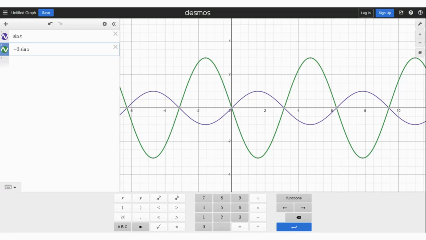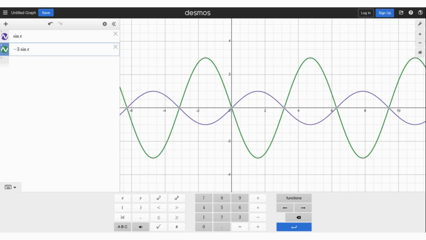How do you say it? You say it in a fancy way. GeoGebra. You put more emphasis on the Gebra. Okay, gotcha. GeoGebra.